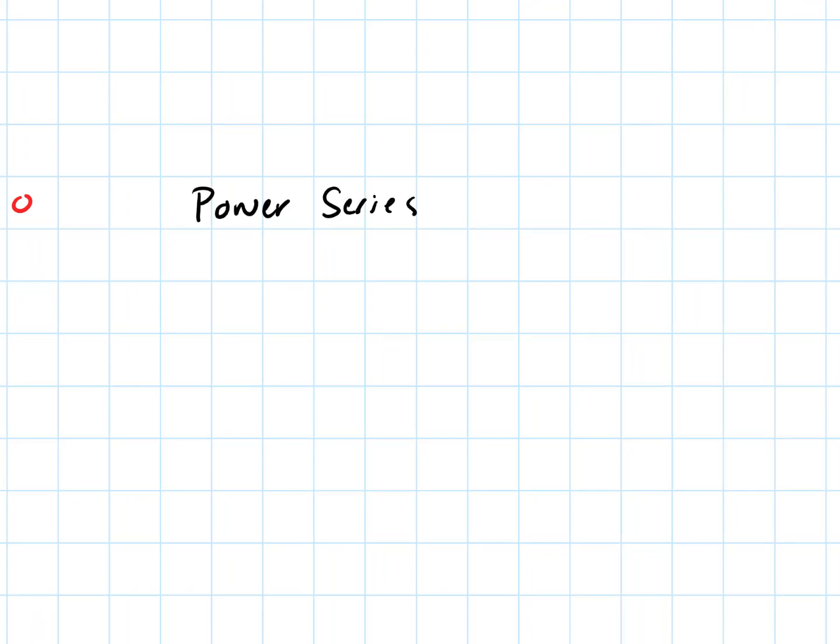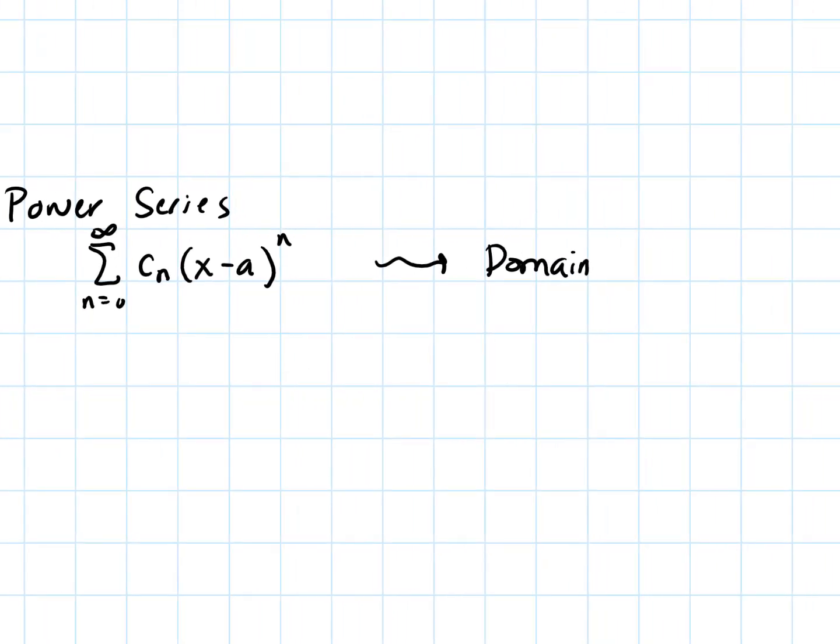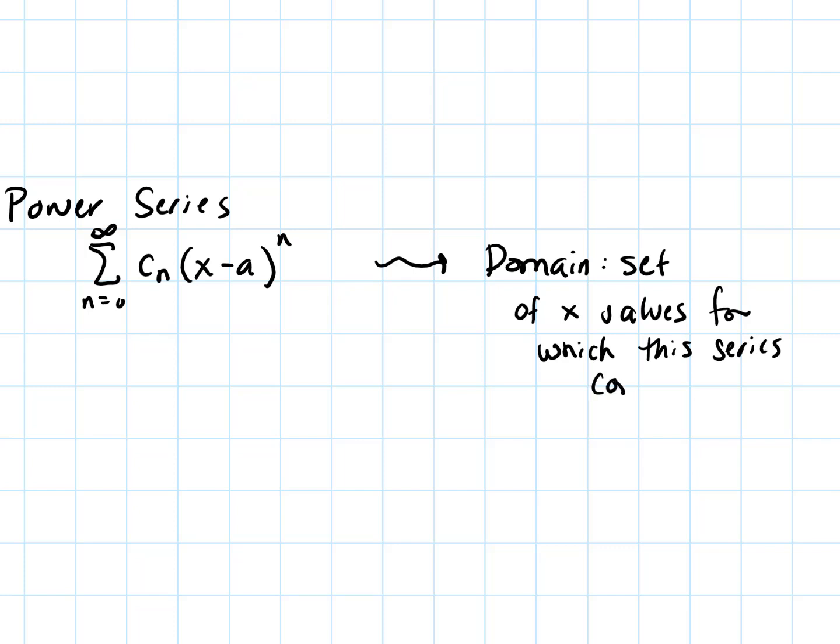When I'm talking about a power series, any power series, C sub n times x minus a to the nth from n equals 0 to infinity. Anytime we think about a power series, when we're thinking about what's the domain, or the set of x values for which this series converges, it's always going to be around some specific point, a.